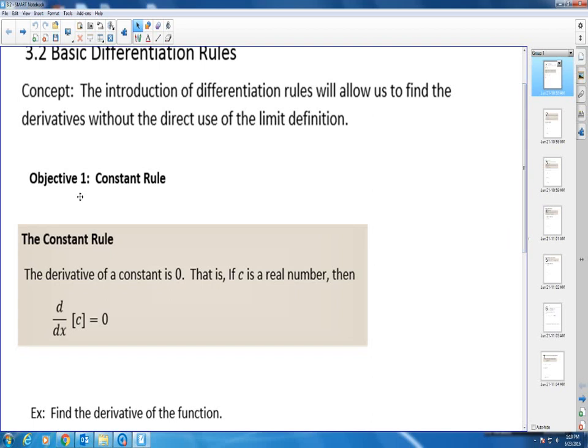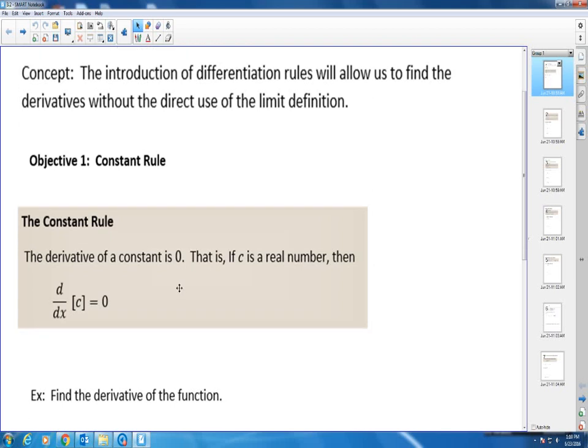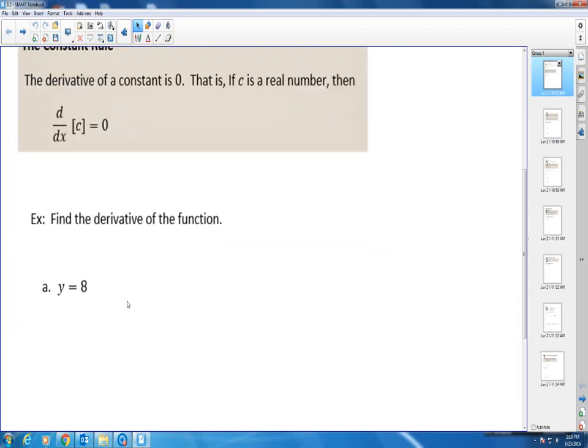So the very first rule is called the constant rule. The derivative of a constant is going to equal 0. Assuming c is a real number, the derivative with respect to x of a constant number c will always equal 0. Let me show you the way I will write this out.